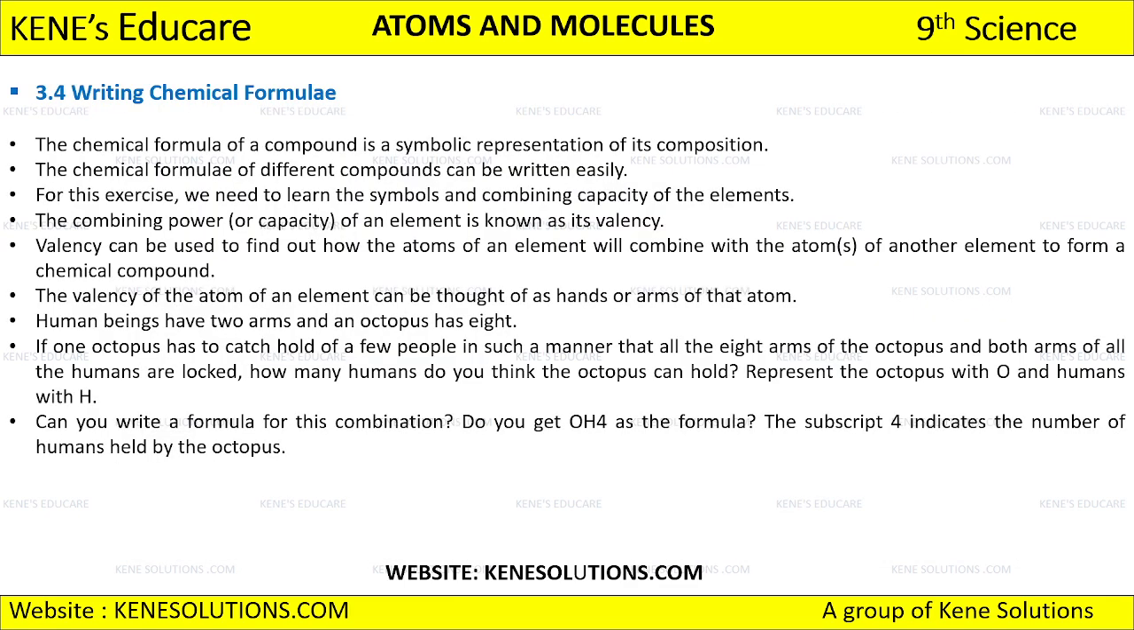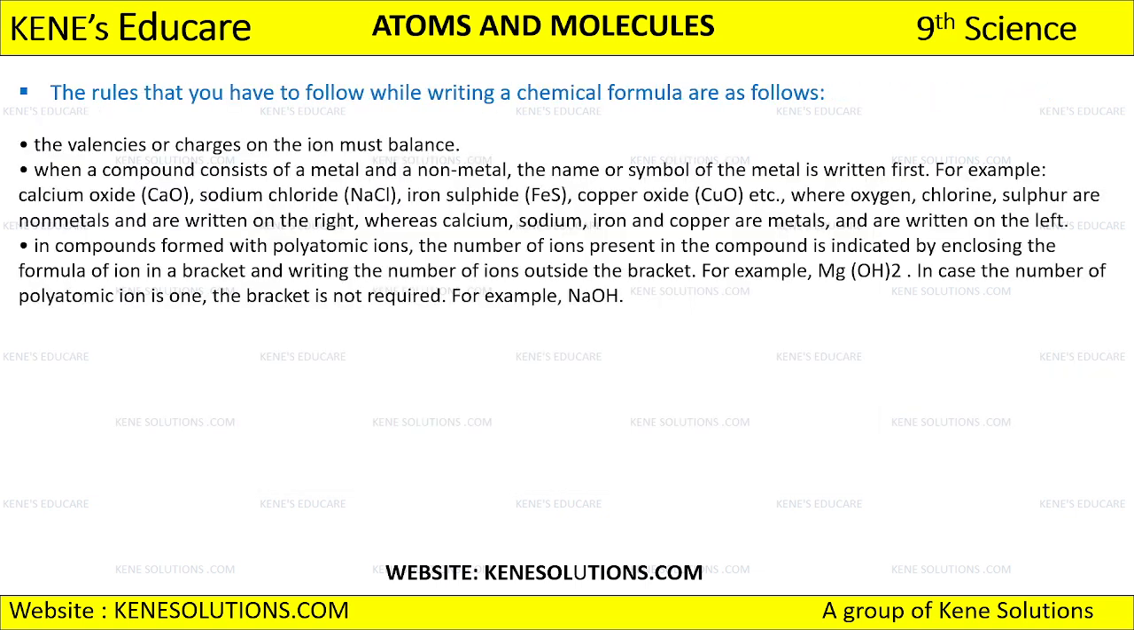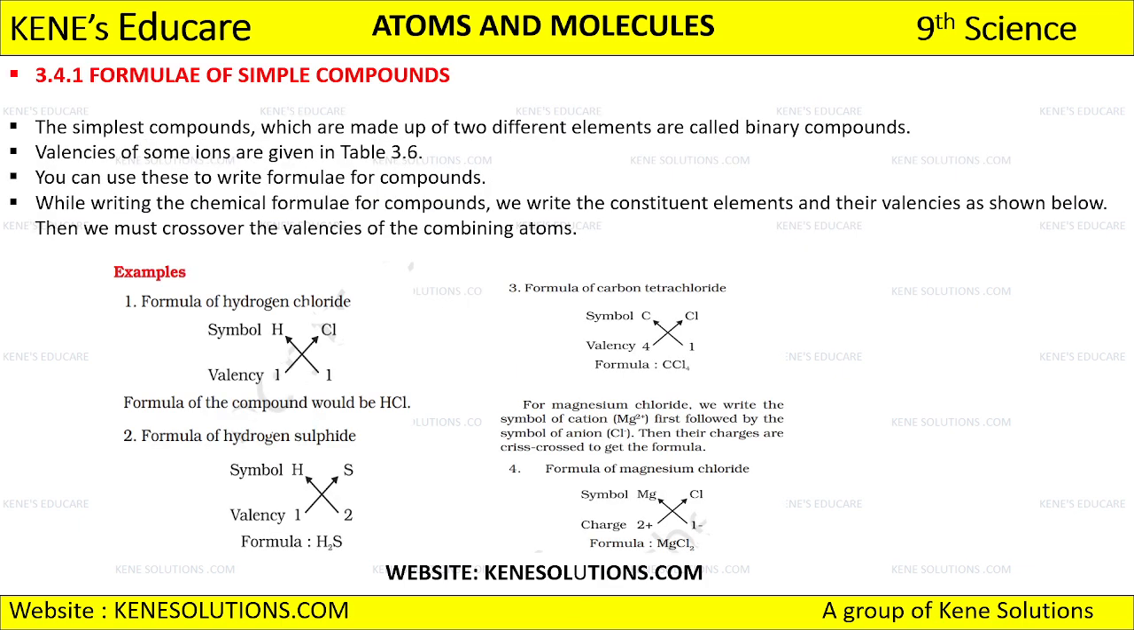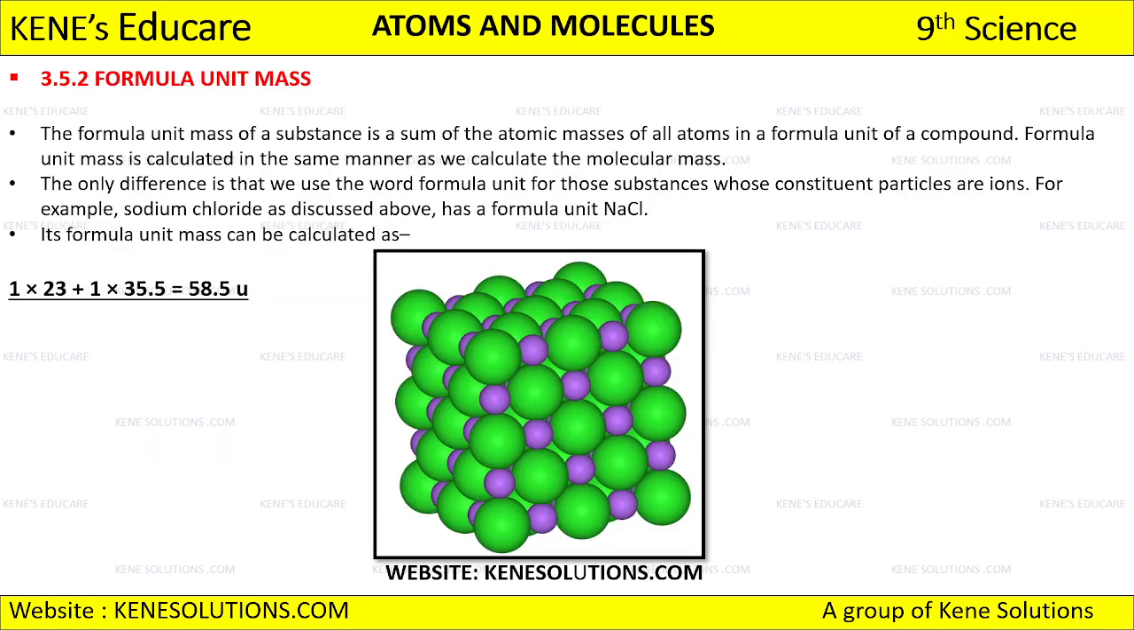After that we will discuss the rules for writing the chemical formula, because there are so many elements present, and for writing a chemical formula there are certain rules that we need to follow. Then we will discuss the formulae of simple compounds, and after that molecular mass and the mole concept in detail. Then we'll discuss formula unit mass in detail.